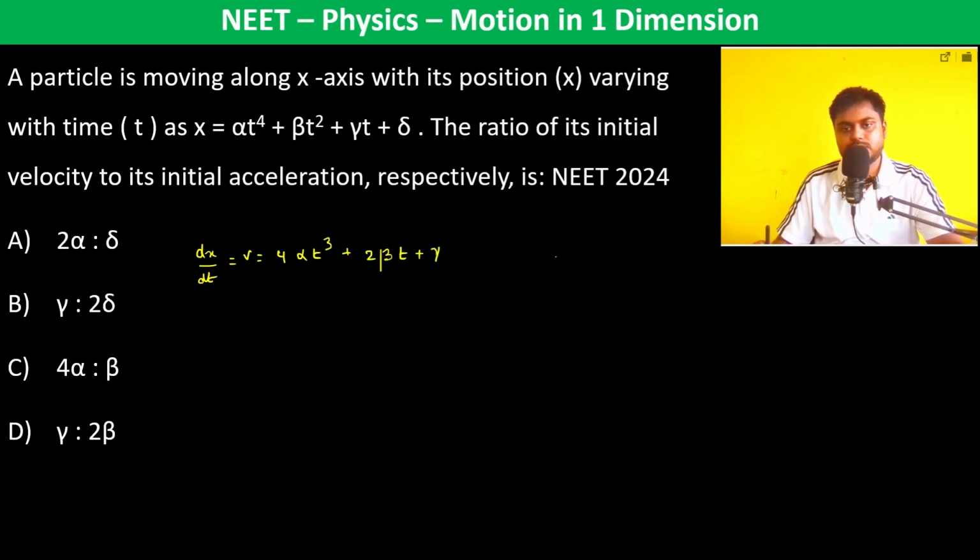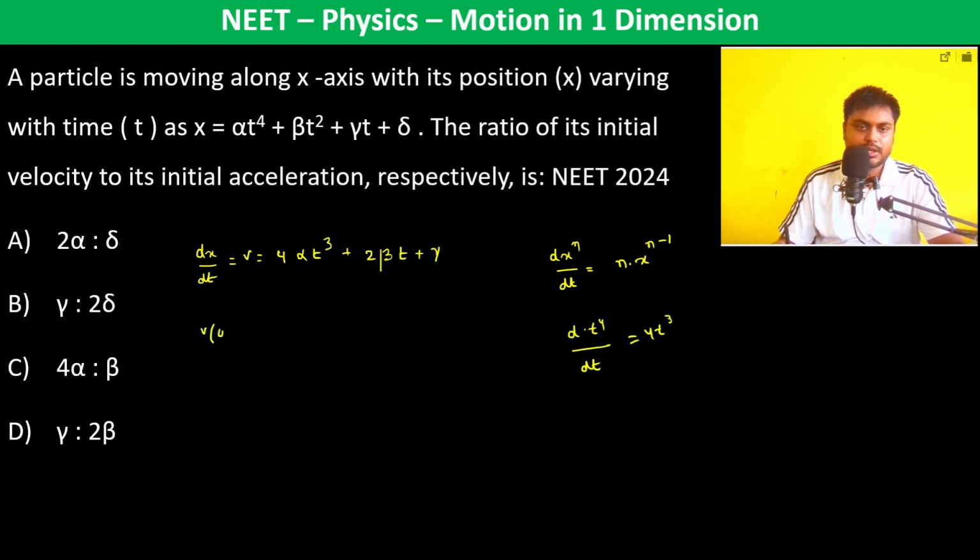So what we have done is, d of x to the power n by dt is equal to n into x to the power n minus 1. So therefore d of t to the power 4 by dt is equal to 4t cube, and so on. So therefore velocity at 0 is equal to initial velocity, it's equal to gamma.